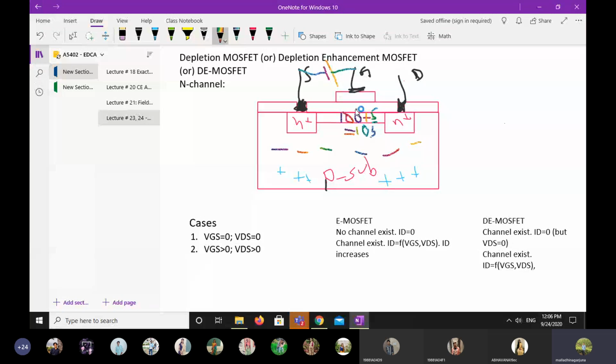Just compare. ID due to 100 charge carriers, ID due to 105 charge carriers, which will be greater? 105. So how are you getting that 105? Because of VGS or not? Yes, sir. Here also ID is a function of VGS only, but the channel consists of 100.